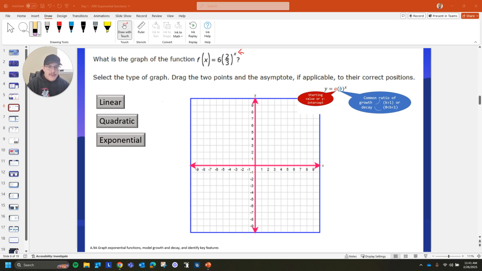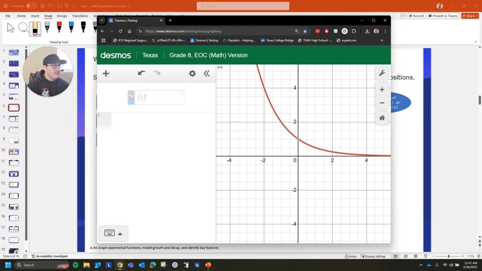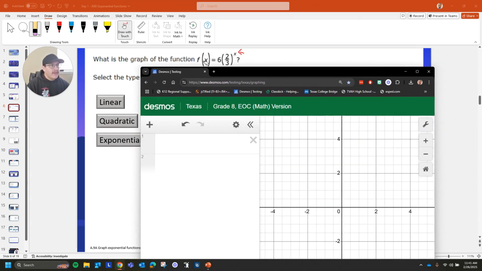So if you have no clue what we're doing, the first thing you could do is take this equation and just plop it into Desmos, which is what we're going to do. F of x is the same thing as saying y, so you can either type in f of x equals, or you can put y equals. You'll get the exact same result.